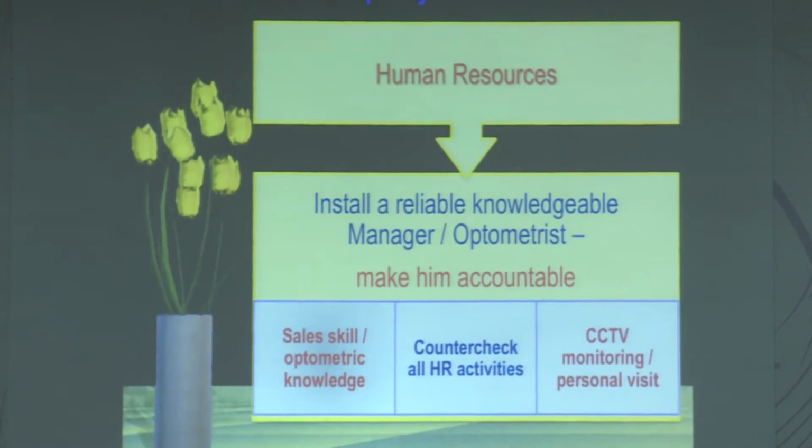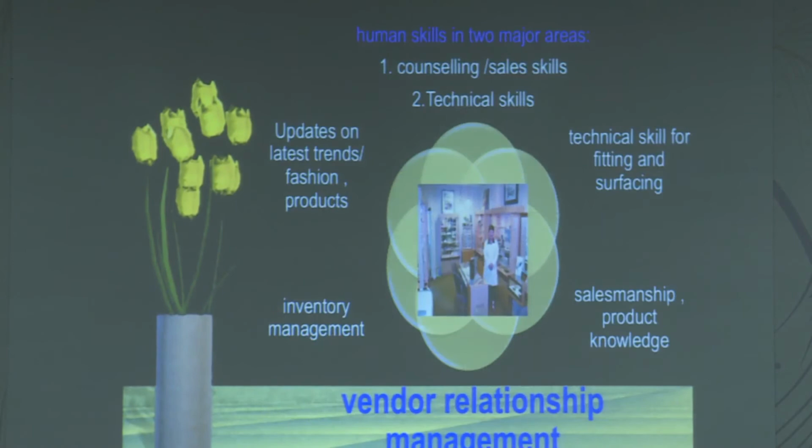Set up a system, train your human resources, very, very important. Teach them soft skills, teach them counseling, teach them all these trade skills, but monitor them. It is very, very important to have CCTV in the opticals, at least 3 or 4, with particular focus on the cash areas if they are collecting cash. People management is very, very important, counseling as well as technical skills. You also need to have good management with your vendors. Just select 5 or 6 vendors, have control over them, give them good business, and continue your good business relationship.